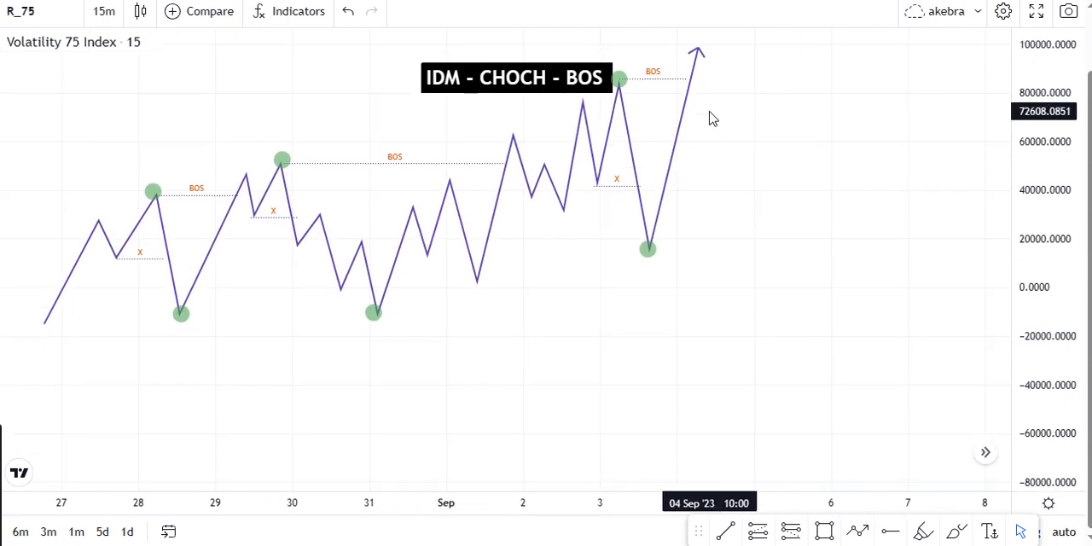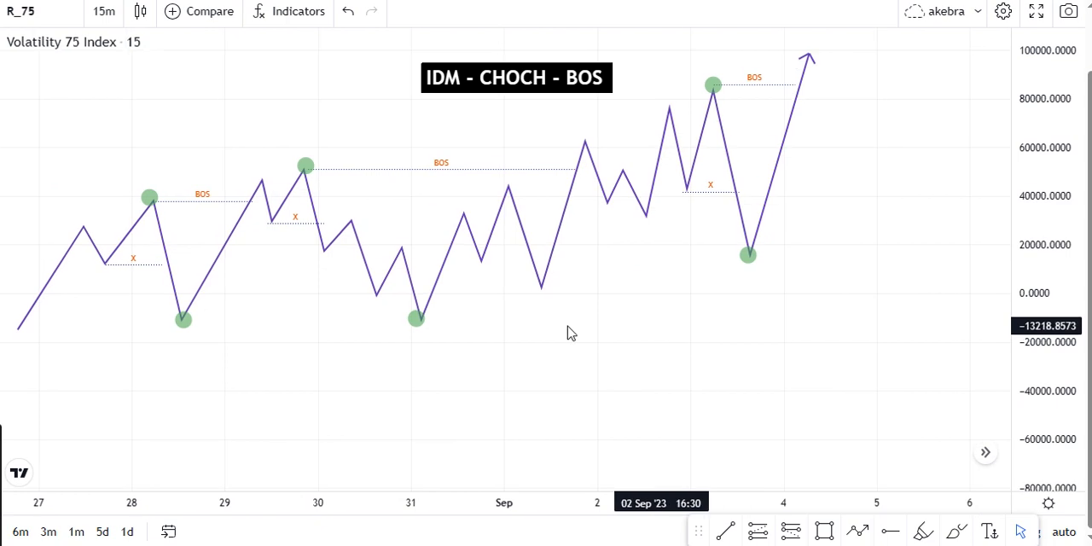So now you know what a break of structure is. A break of structure is the completion of a major movement. So the completion will be when the market, this is a correction, and you are validating this pullback.